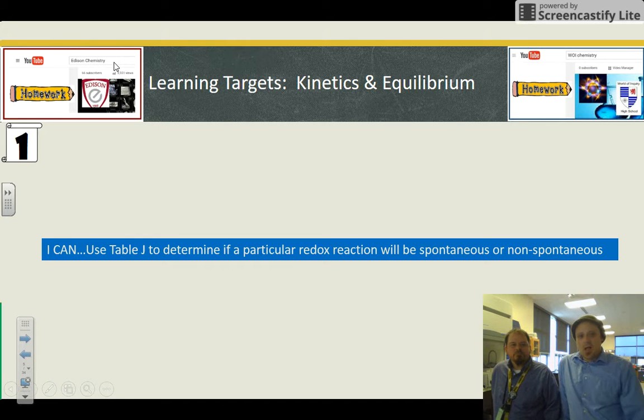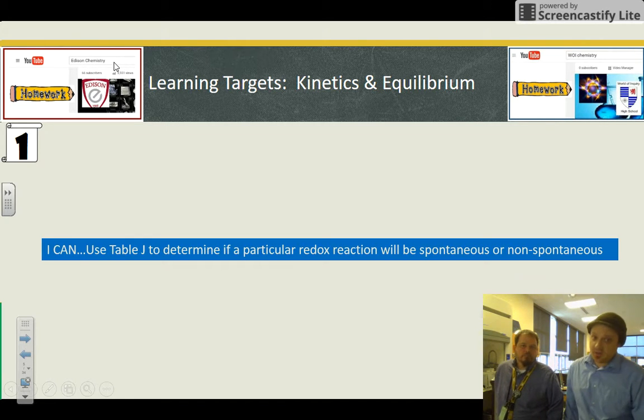We'll teach you to use Table J, the activity series, which has been used throughout the year. We keep hitting the activity series again and again. This will be our third time looking at it, for a different purpose. We're going to use it this time to predict if a reaction will be spontaneous or not.